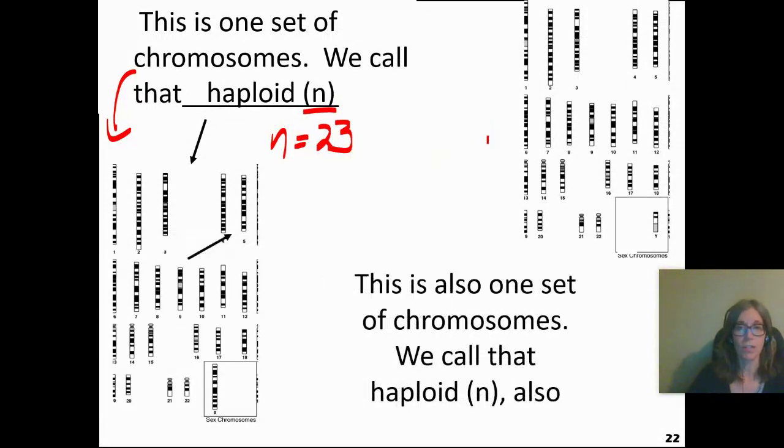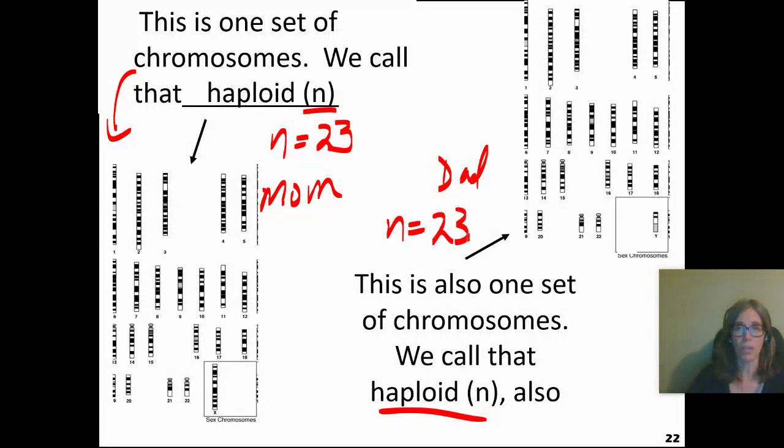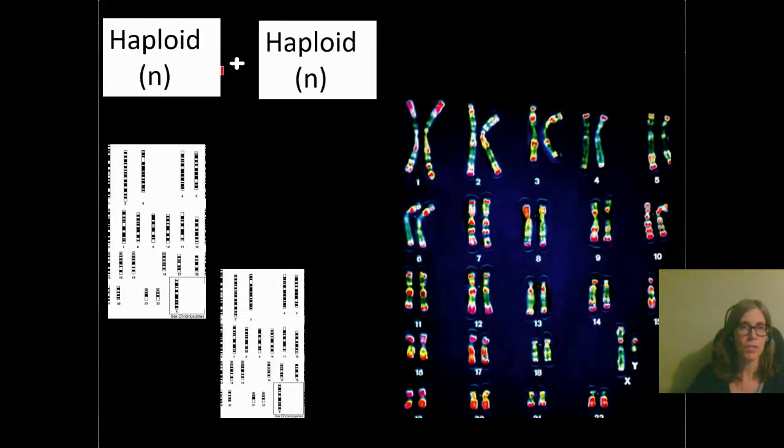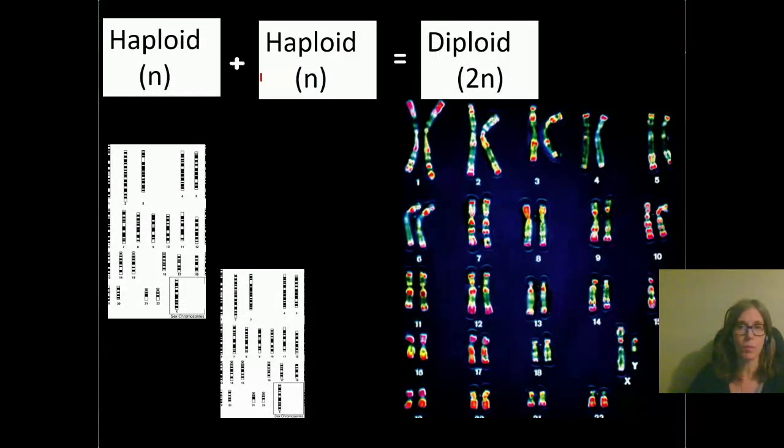And this is also one set of chromosomes. If this one came from mom in the egg, maybe this one came from dad. And we're also going to call that haploid, or N is 23 in humans. And so this is a haploid set of chromosomes. Haploid plus haploid equals diploid. A better name for haploid is really monoploid, but no one uses that term, very sadly.